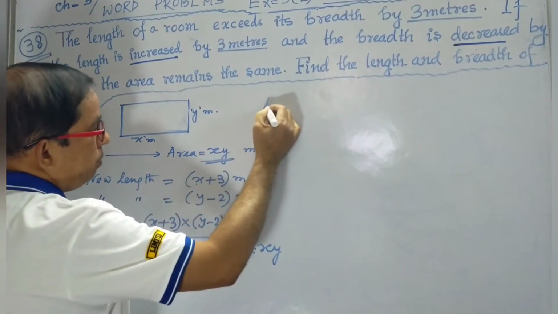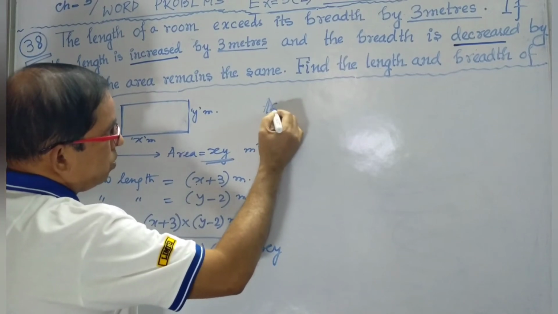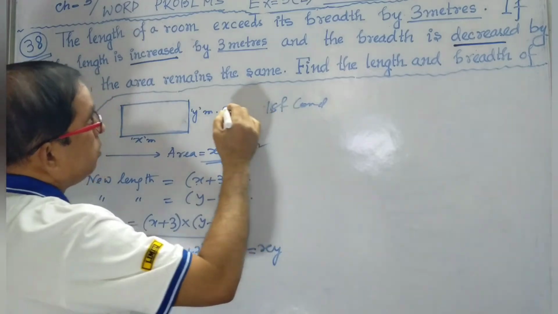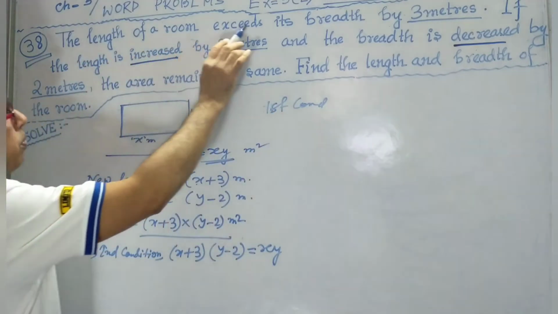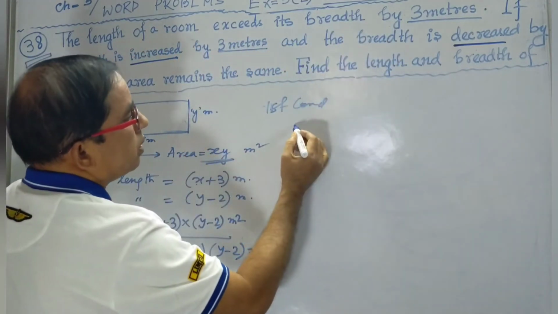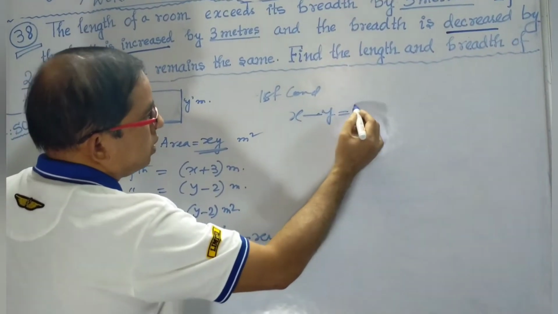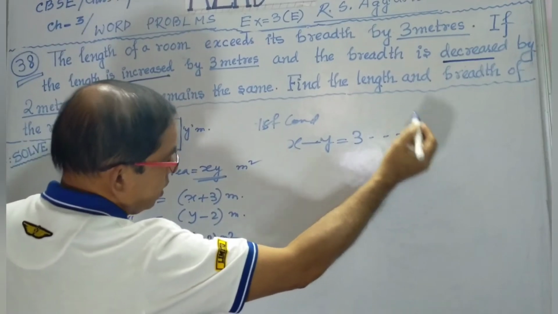And I have forgotten to write the first condition. What was the first condition? Now tell me, see here. The length of a room exceeds the breadth by 3 meter. Length is x. It is more than breadth by what? 3 meter. This is the equation 1.